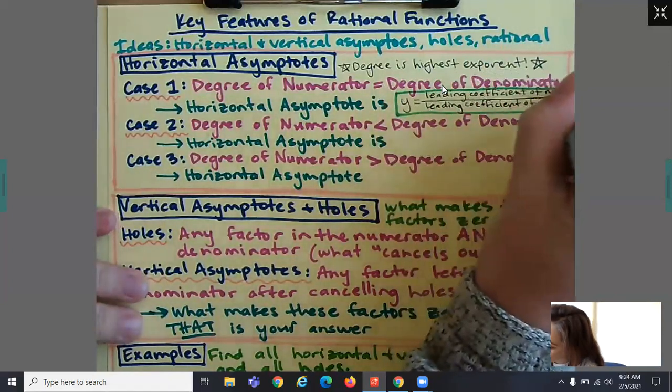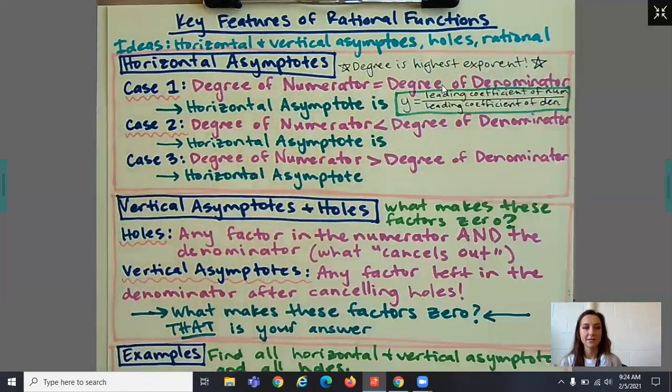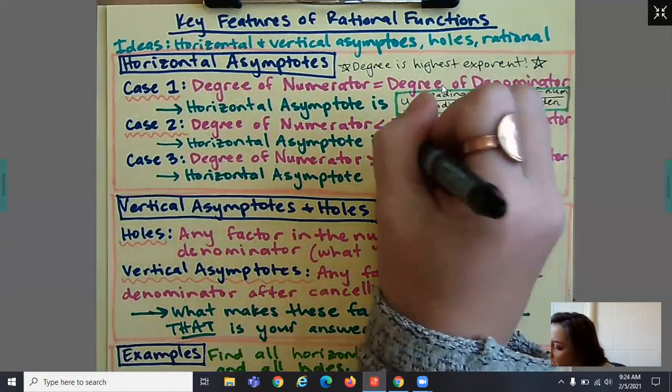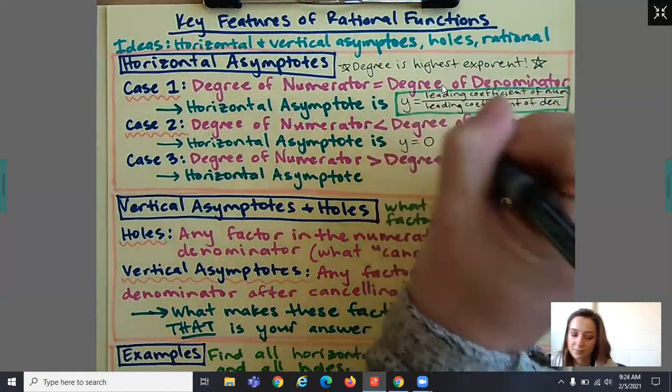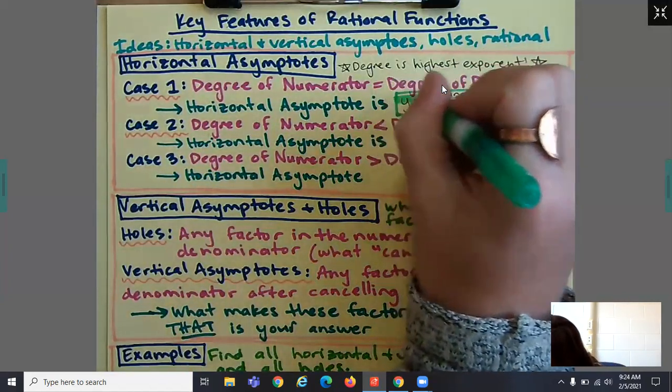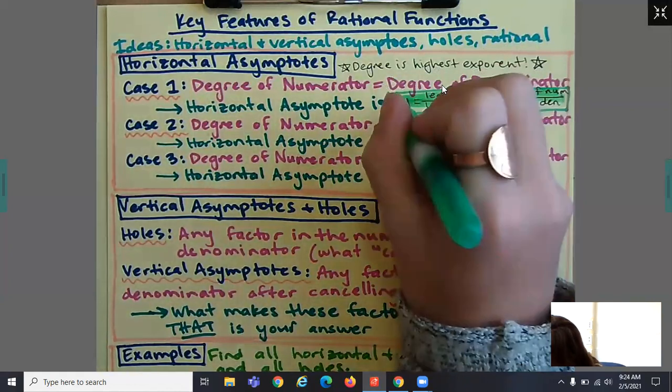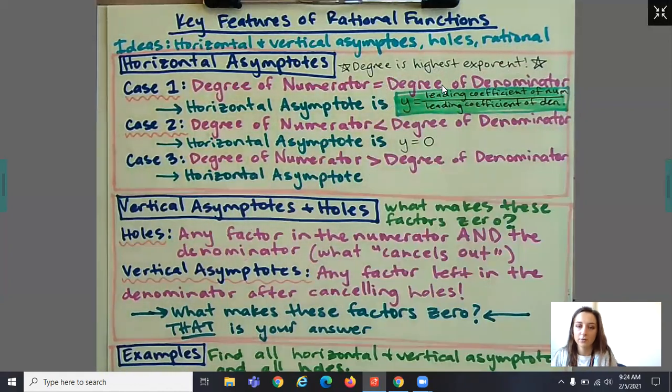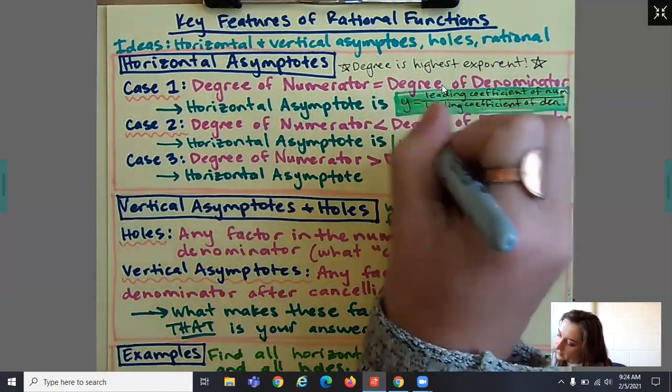Okay, the next thing that we're going to look at is the second case, which is the degree of the numerator is less than the degree of the denominator. If this is happening, then the horizontal asymptote is just y equals 0. That one's not so bad. Okay, so let's highlight that.